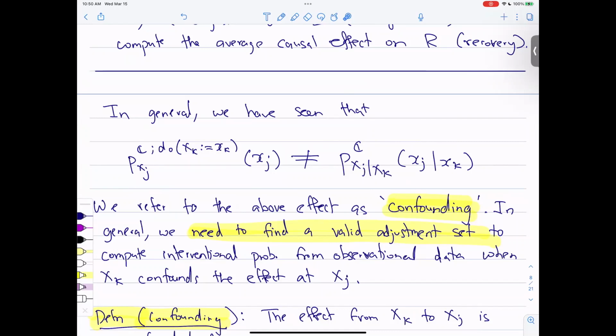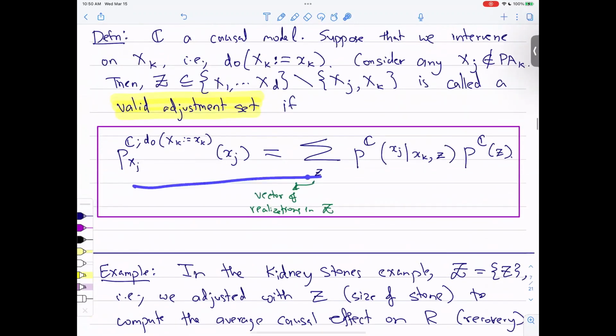To correct for this, we need to find a valid adjustment set so that you can compute interventional probabilities from observational data. Because if you did have this equation, you're done. This is what you care about, the interventional probability. These are all observational data.